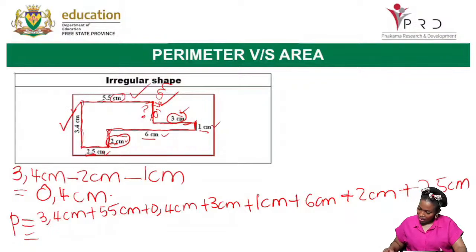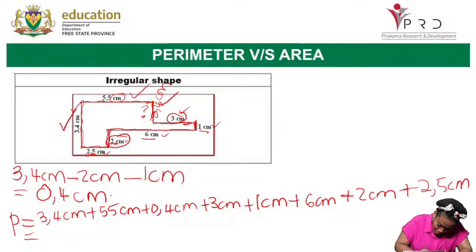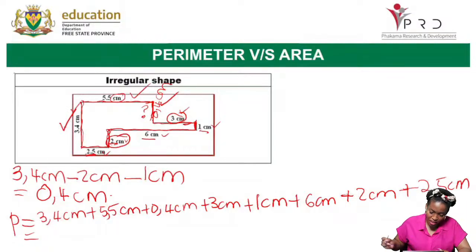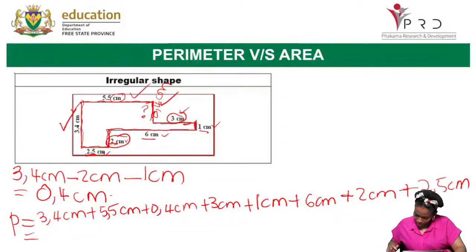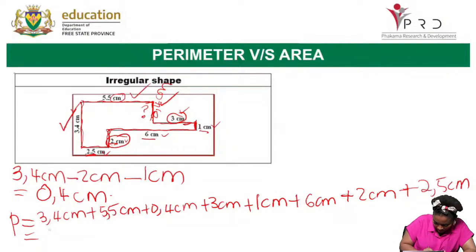Let us now do this on our calculators. We've got 3.4 plus, oh, it's not 55. My goodness, what a big mistake. You make sure that you don't make this mistake. It's 3.4 plus 5.5 plus 0.4 plus 3 plus 1 plus 6 plus 2 plus 2.5. The answer that I'm getting, I hope you guys are getting the same answer.